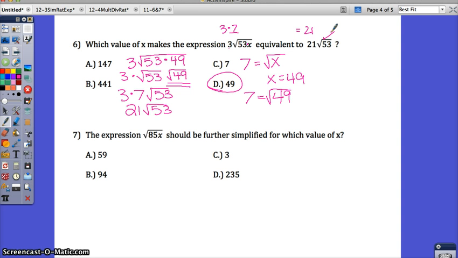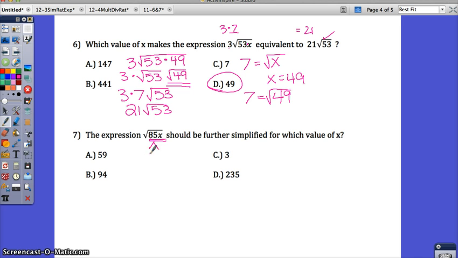All right, this last one requires some logic. The expression of square root of 85 times x should be farthest simplified for which value of x? Remember, we can simplify radicals when there's a perfect square inside. So I need to think about what number I could put there so that it has a factor that will give me a perfect square when I multiply it by 85. It helps if you think about the factors of 85 first. So 85 is divisible by what?